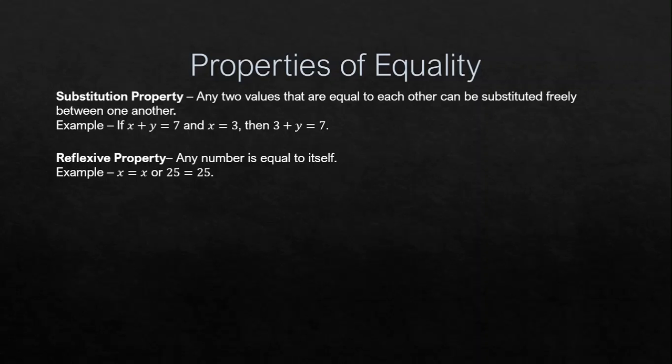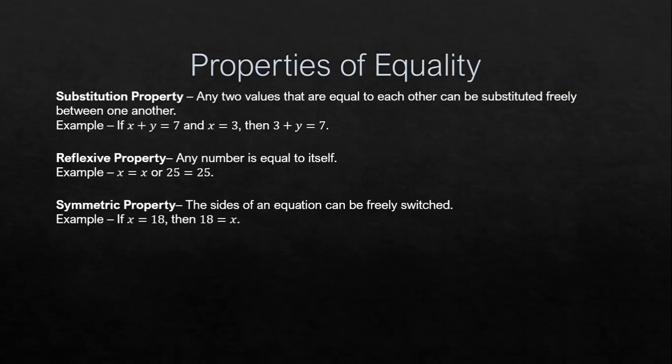It's pretty obvious. Another one that we've got is the symmetric property. So this is kind of useful, sometimes it's easier to think about that variable on the left side when we're solving equations. But the symmetric property says that the sides of an equation can be freely switched. So we can just go left equals right, right equals left. So as just a numerical example here, if x is equal to 18, then 18 is equal to x. So it goes both ways.